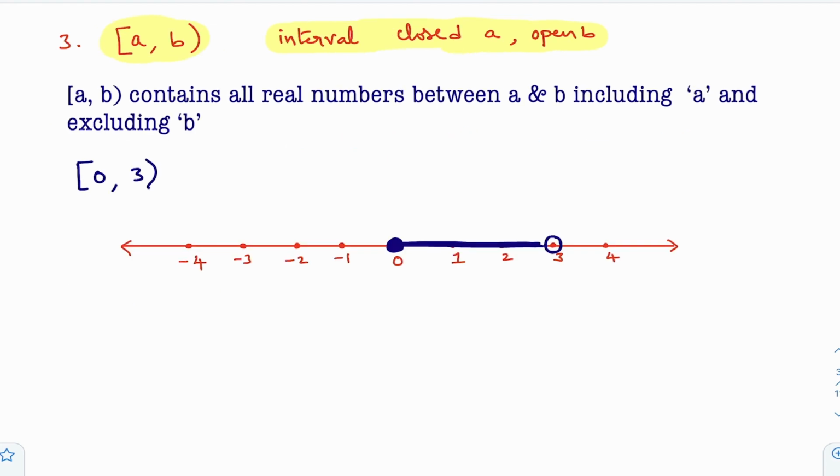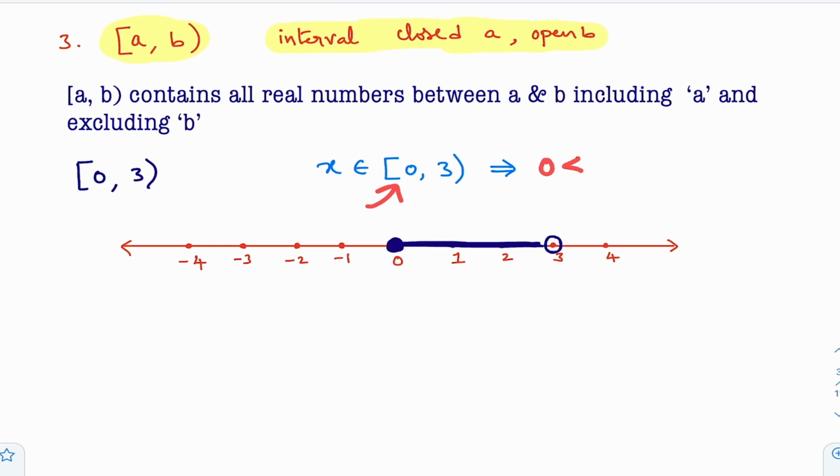Similarly, when you see this type of notation, x belongs to closed 0, open 3. How do we write this in interval form? We write like this. Here, closed 0 is there. That means 0 is included.